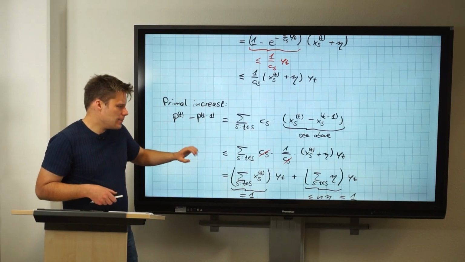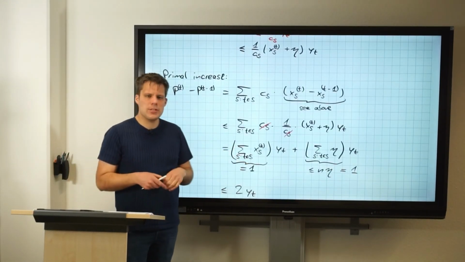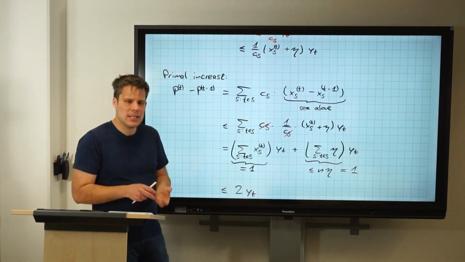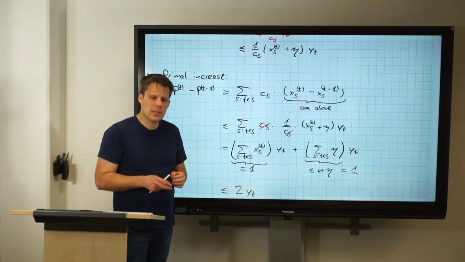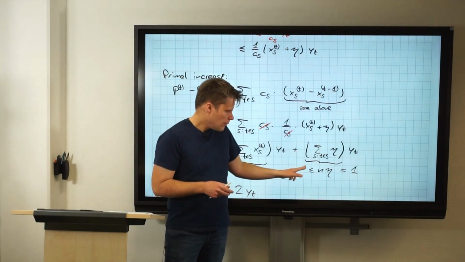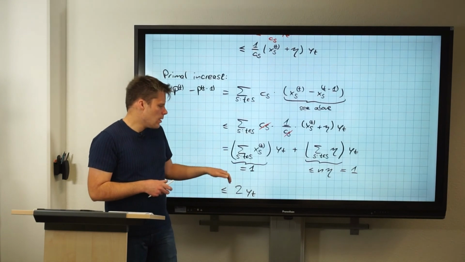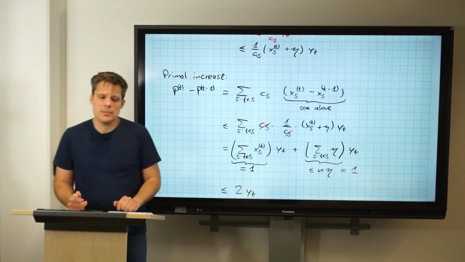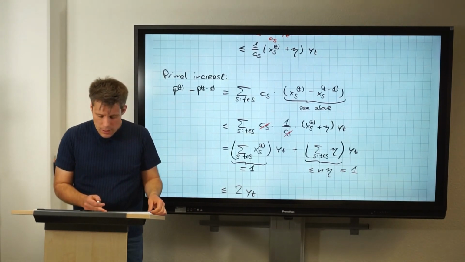And then what else do we have? What else is crucial here? Here, at this step, we use that we do not increase the variables by more than what is absolutely necessary. So recall that in our algorithm we said, okay, the yt is chosen to be the smallest number such that we get a feasible solution. And here we use that this eta is small enough. And overall we get that the primal increase is at most 2 times the dual increase. Good.